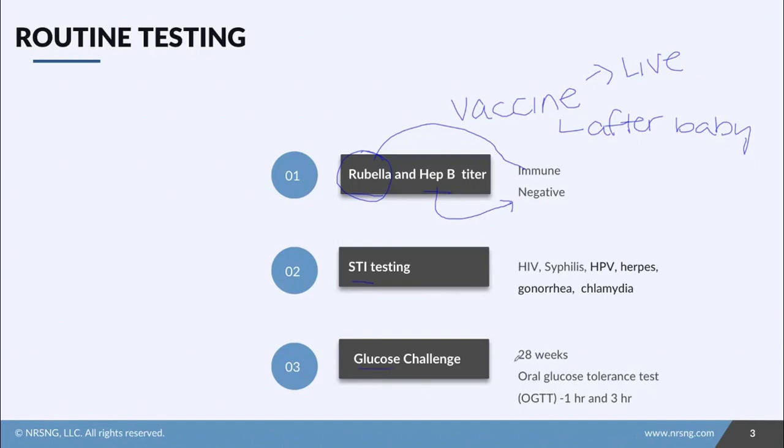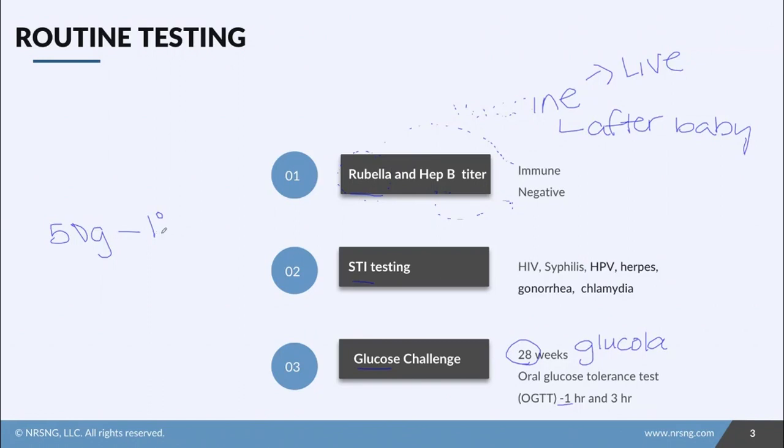Our glucose challenge. So this is done at 28 weeks for every patient, and they are going to have an oral glucose tolerance test. They drink something called glucola, which is just pretty much pure sugar, and then their blood sugars are checked. So let's first talk about the 1 hour. So the 1 hour glucola, the patient comes in and she drinks 50 grams of the glucola, and then she is checked an hour later, her blood sugar.